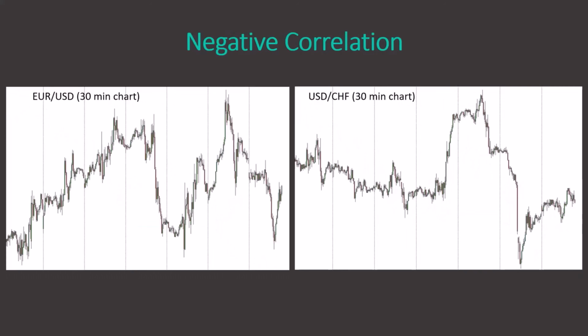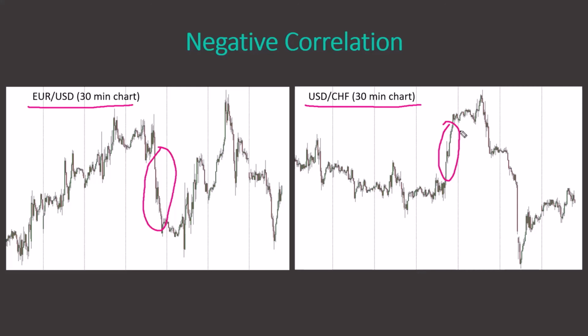Now let me show you what negative correlation is. It is basically the same as positive correlation, only it is reversed. There are certain instruments which correlate negatively. Very often it's the euro dollar and US dollar Swiss franc. So they very often move the opposite way. For example, this zone and this zone. Euro dollar was going downwards. US dollar Swiss franc was going upwards.